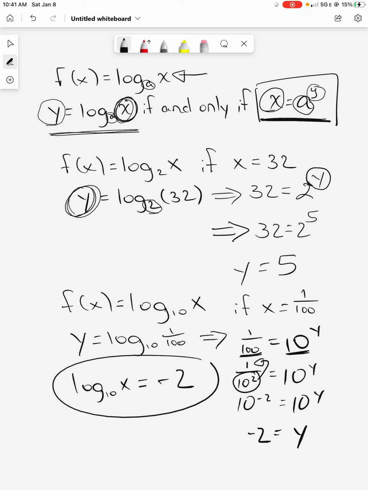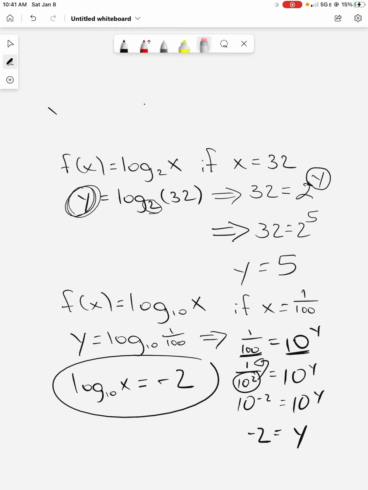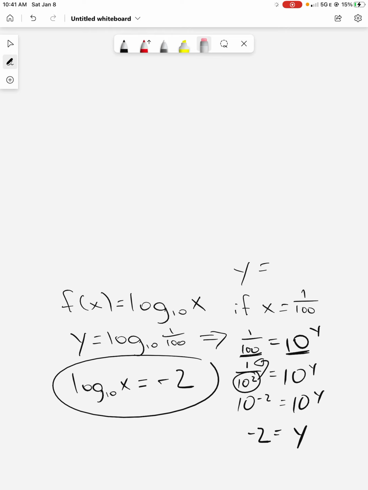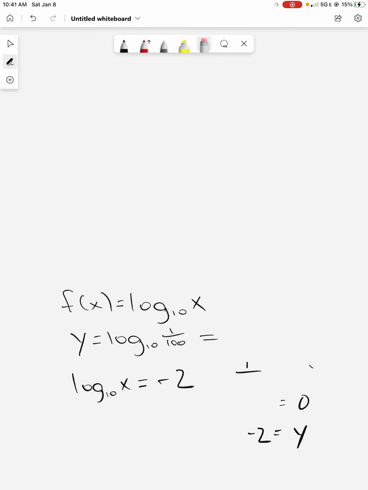Now I want to show you some properties of logarithms. There are some things that are always true when we're working with logarithms, just like there are with exponentials. And if we know what those properties are, it will make simplifying and solving equations simpler.